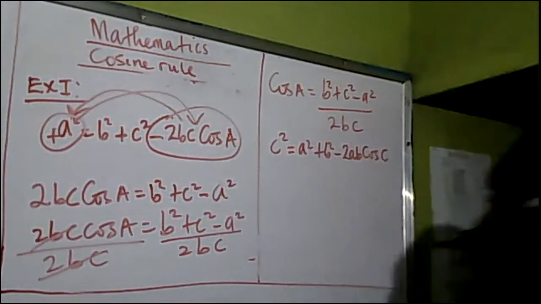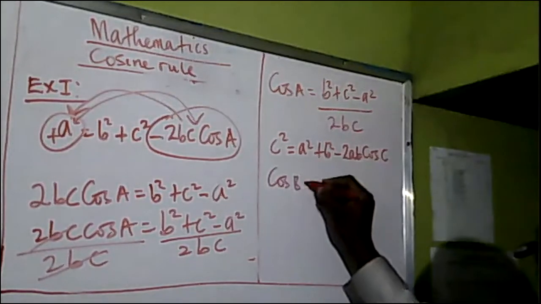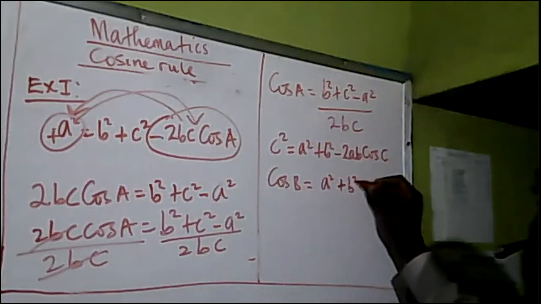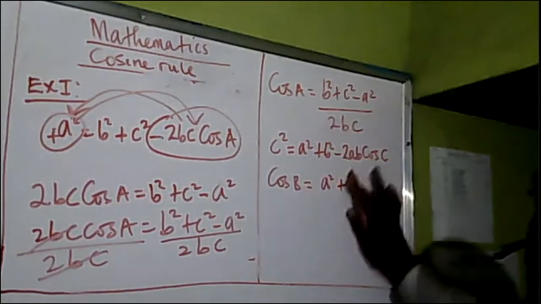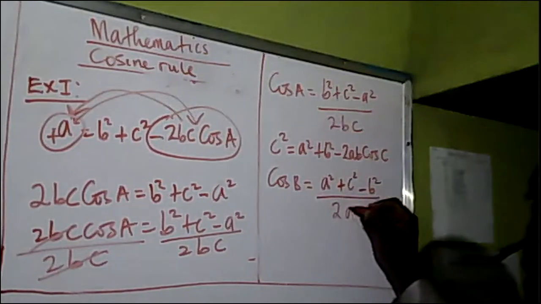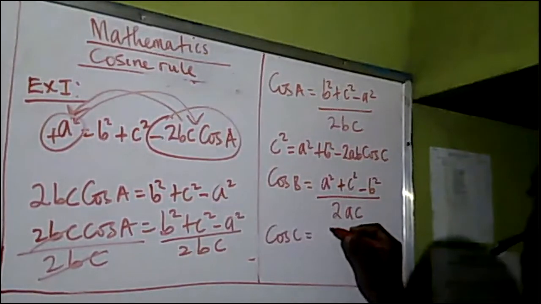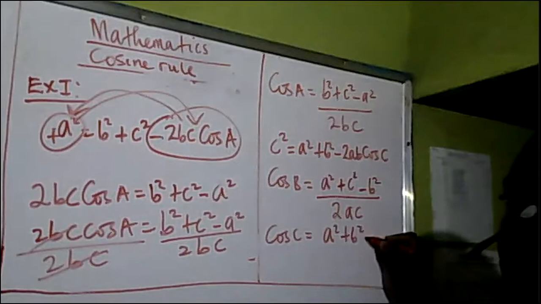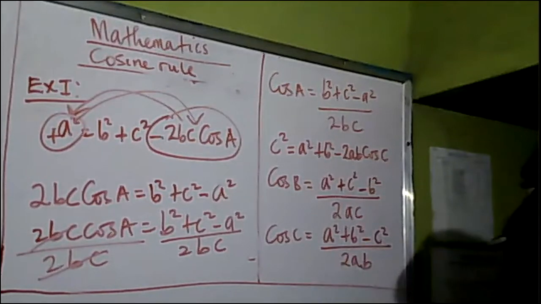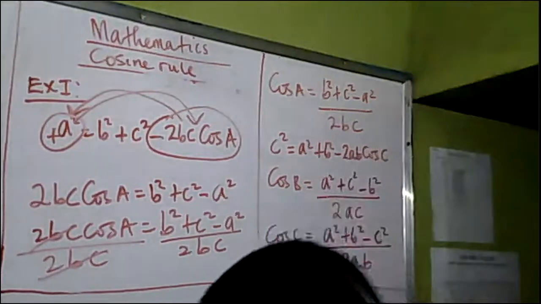The formula. So it therefore means that the next formula, cos B, will be equal to what? a squared plus c squared minus b squared all over 2ac. Cos C will be equal to what? a squared plus b squared minus c squared all over 2ab. So that is how the formula was derived. So let's apply it to a question now.